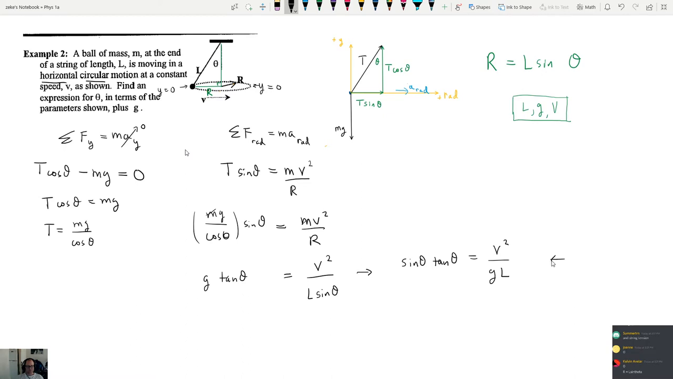So this technically solves the problem, because all it really said was to find an expression for theta in terms of the parameters shown. This is technically an expression for theta, but really it's not complete, because how would you actually solve for theta here? I mean, you could obviously plug this into a calculator. You can plot this whole thing equal to this whole thing, and see where they intercept if you want to. But what else could you do? How can I isolate theta in this equation? Any ideas? How could I solve for theta if I had to? I'm sure there's more than one way.